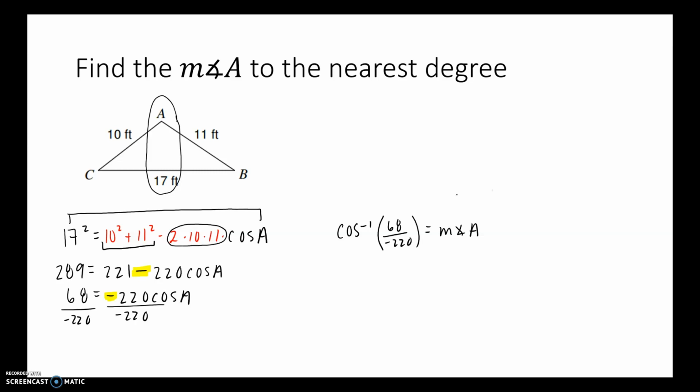So what did we do? We did the inverse cosine of 68 divided by negative 220. And we got the measure of angle A would be 108 degrees to the nearest degree, making sure I'm reading directions. Okay, and that's all I need.